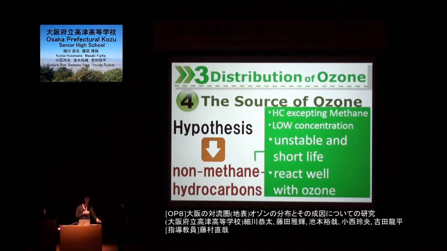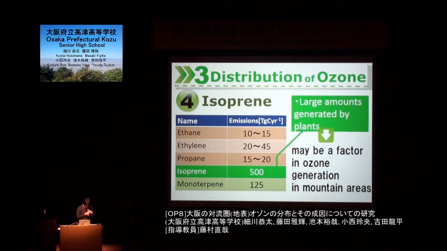Non-methane hydrocarbons include all hydrocarbons except methane. Although their concentration is low, most of them are unstable and have a short lifespan. There are various kinds of non-methane hydrocarbons, and here are some of the most common ones.